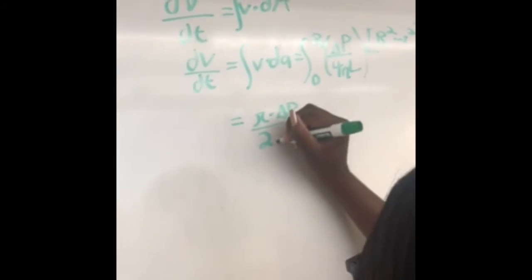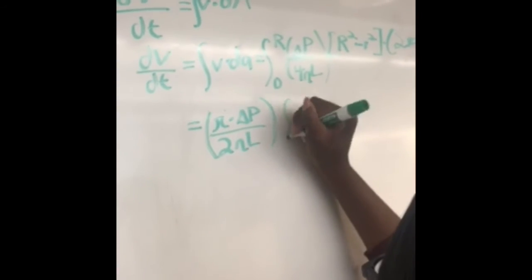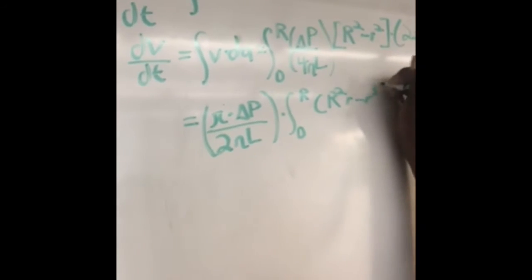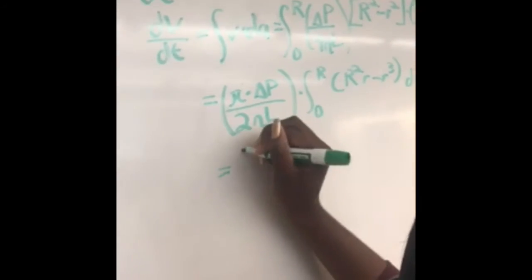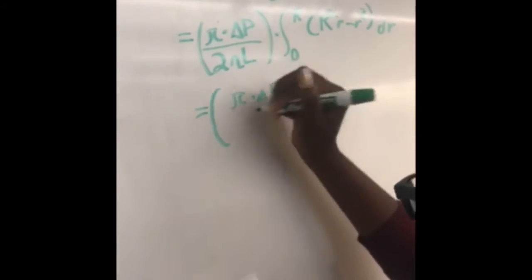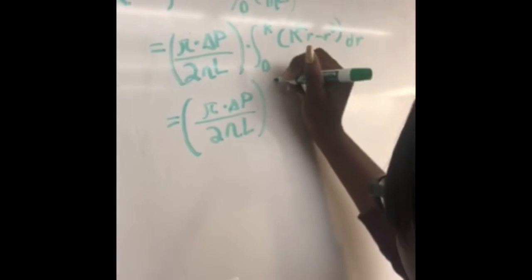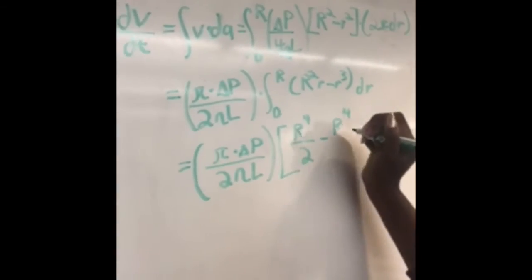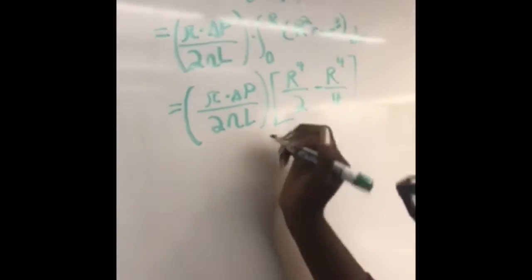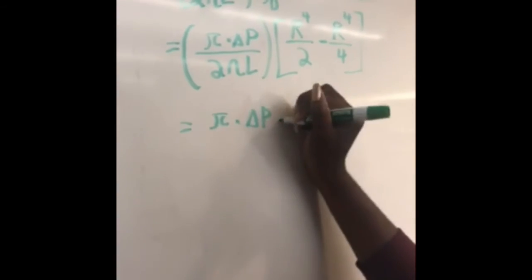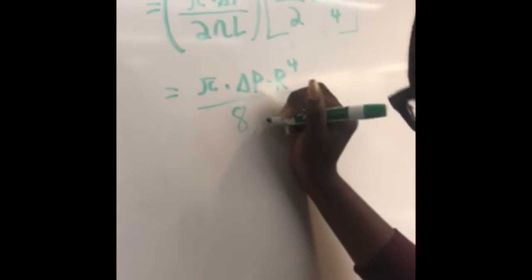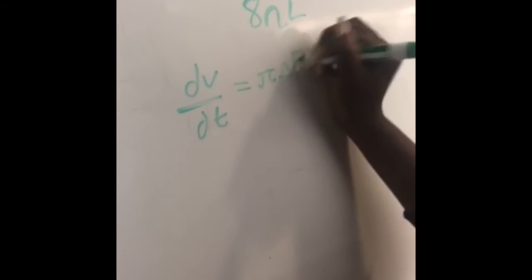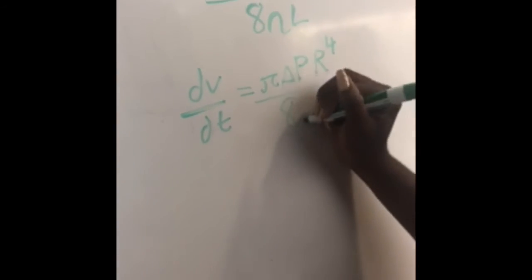From there we'll get pi times the change in P divided by 2 times n times L times the integral from 0 to big R of big R squared times little r minus little r cubed dr. Then we'll get pi times the change in P divided by 2 times n times L times r to the fourth divided by 2 minus r to the fourth divided by 4. From here, we get pi times change in P times r to the fourth divided by 8 times n times L. And then we get dV over dt equals pi times change in P times r to the fourth divided by 8 times n times L.